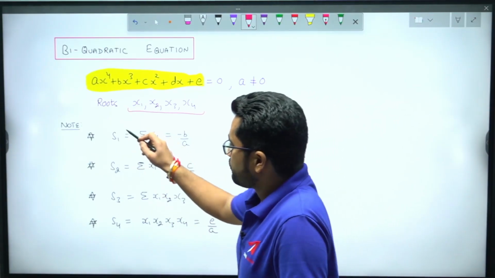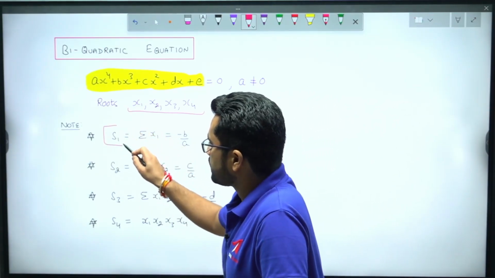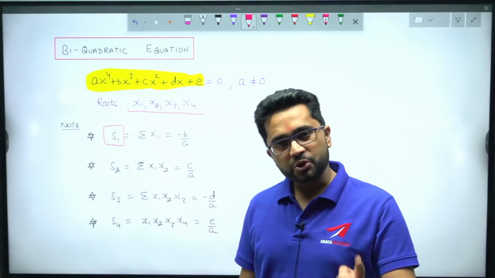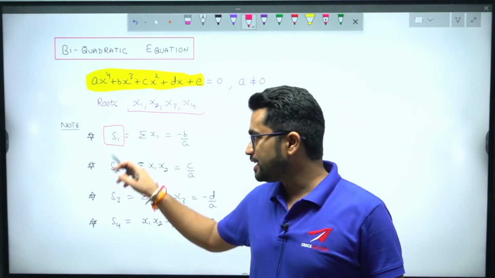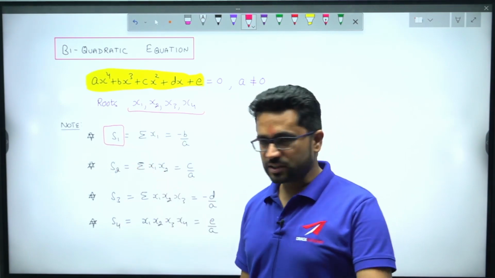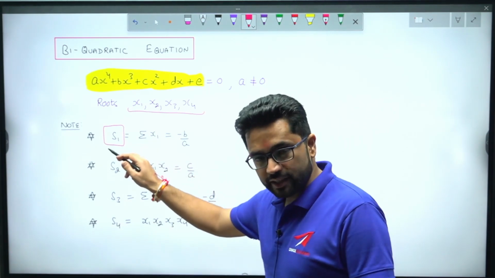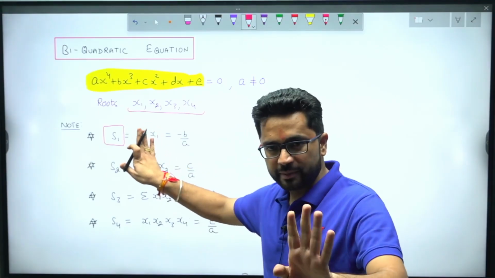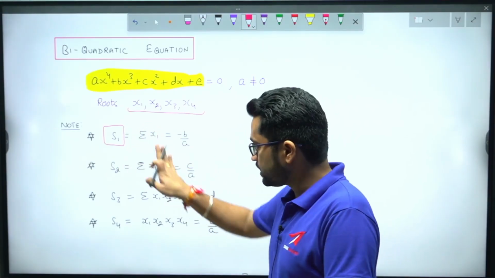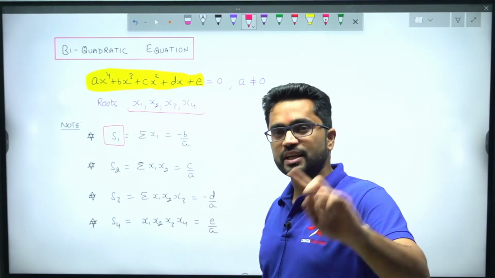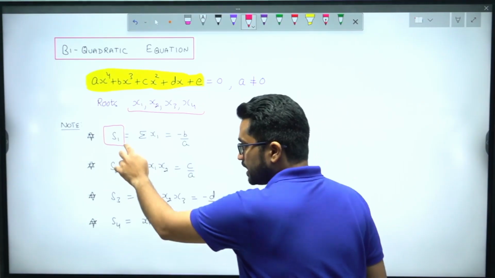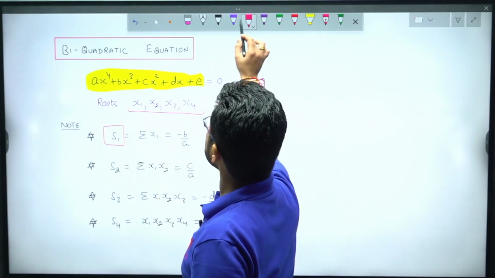First one is, please observe this part, S1. See, the notation is the same that we have learned in the cubic. What is S1? Ignore this middle part for the timing. I'll explain that one later on. S1 is the sum of roots taken 1 at a time. So it is 1 here, so it has to be a minus sign here.